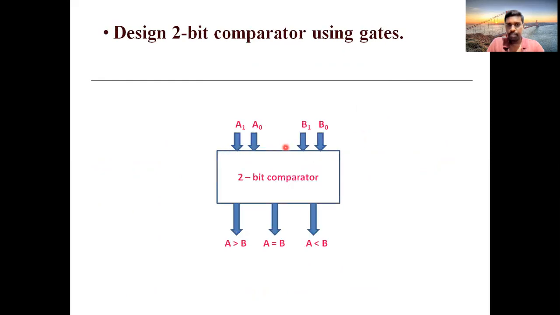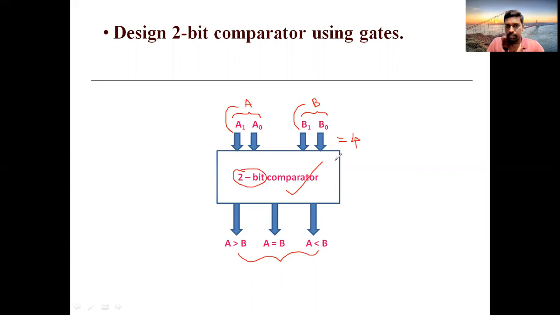A 2-bit comparator means you should have the input A in terms of 2 bits, and input B in terms of 2 bits. So totally A is in the form of 2 bits, B is in the form of 2 bits. What is the total count of inputs here? Total count is 4: A0, A1, B0, B1. You will have 4 inputs and 3 outputs as usual. So this is a diagram related to a 2-bit comparator.